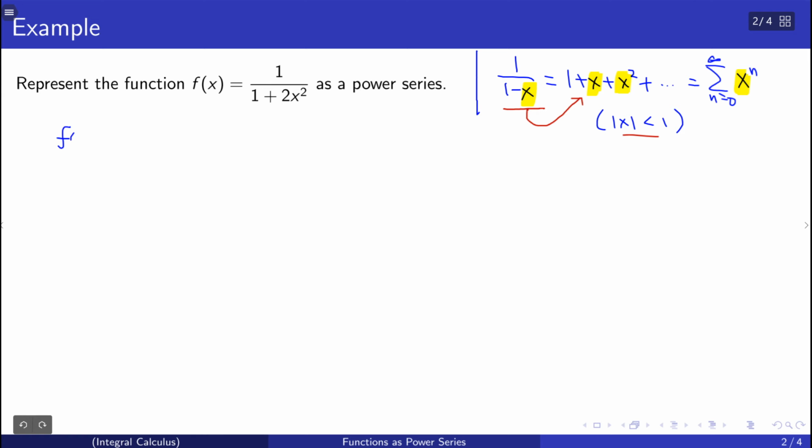And this function over here, 1 over 1 plus 2x squared, I can write that as 1 minus negative 2x squared. And doesn't that look exactly the same as this series on the upper right? Just with minus 2x squared replacing x. But now what this tells me is I can actually write this in the same way, just with minus 2x squared instead of x.